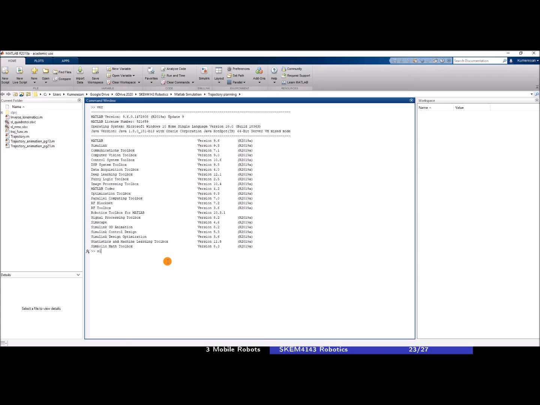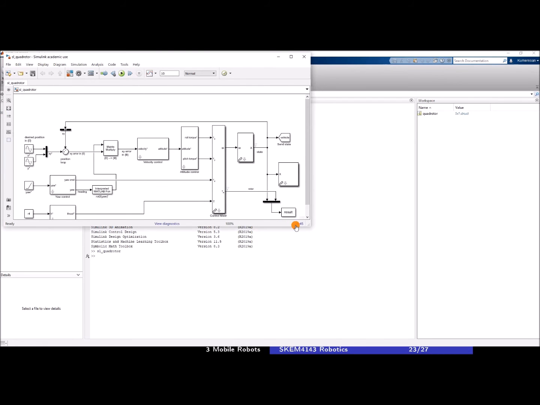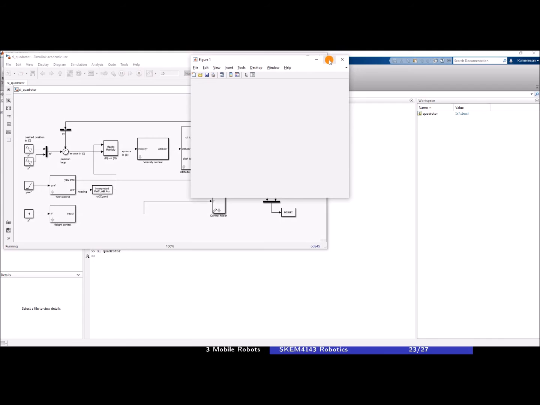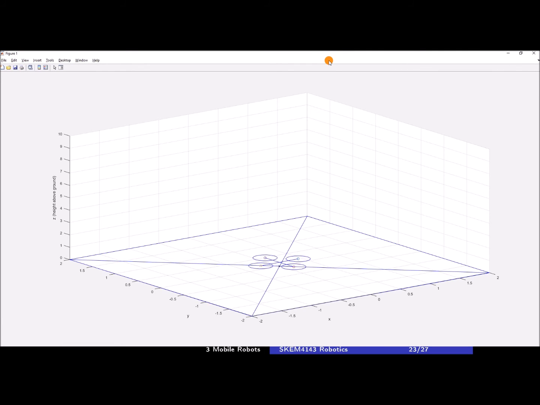Now if you type SL_quadrotor, it will load and open the model. This is how it looks like. You can go ahead and run it. Another window will pop up showing the quadrotor flying. So if everything is okay, you can see this simulation.